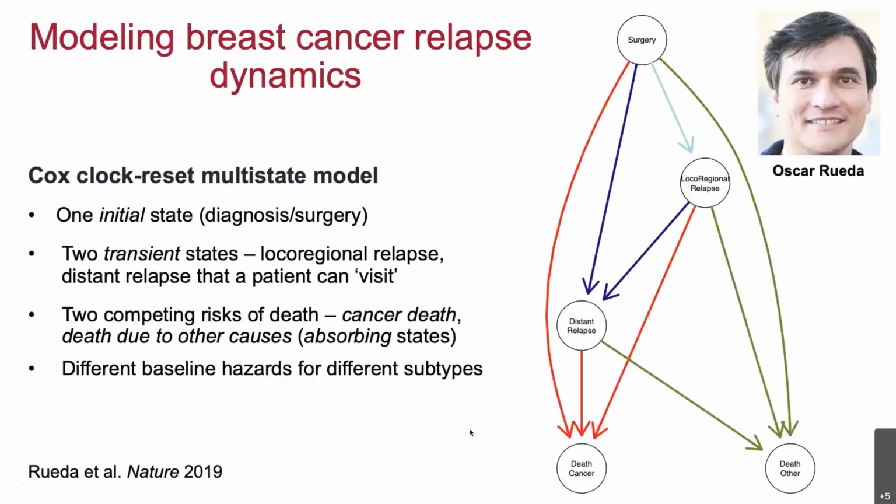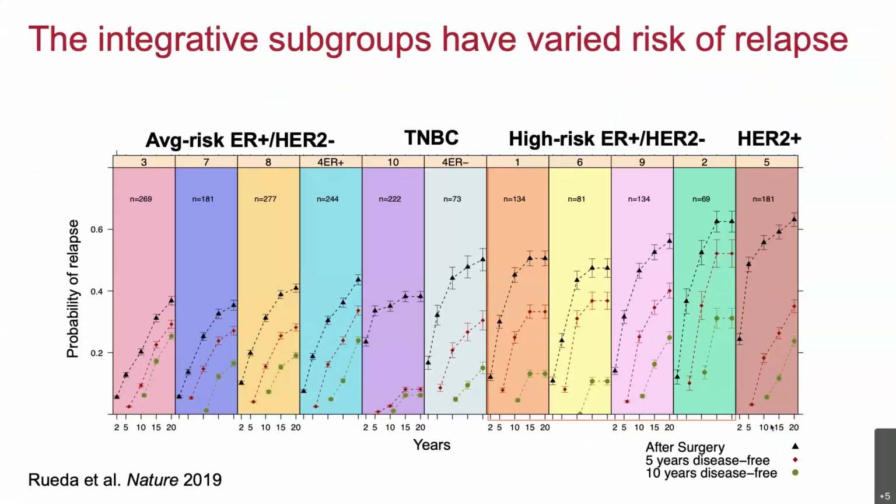And so Oscar Urita, who is at the University of Cambridge and has just started his own group, during a sabbatical in my lab, we worked to develop a new model to account for these dynamics. I won't delve into the details, but this is a very flexible Cox clock reset multi-state model. You can see that it allows us to flexibly model these transitions of a patient going from having their surgery to either a local regional relapse or a distant relapse. We can then go on to model whether they die from cancer or perhaps from other causes. So this is a very flexible approach and can be extended to account for other factors such as treatment.